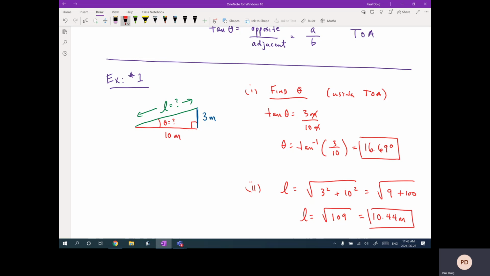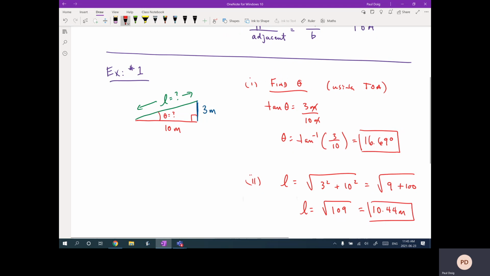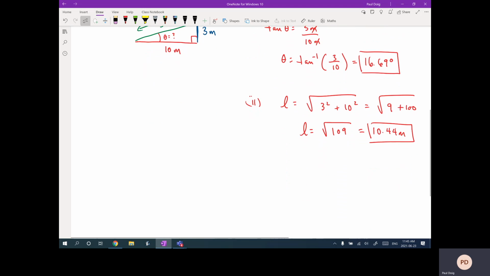So I have a 10.44 meter length of ramp that we can then use in the physics of it. I don't know, we push a box up it, or we attach pulleys, or whatever it might be. But this is the way in which you can solve some of these things, that green length of the ramp, supported by the 3 meter and 10 meter sides of that triangle. Okay, so there's an example of using tangent to find the angle and using Pythagorean theorem to help find the length of the ramp. That should be a nice little review for you from grade 10 math.